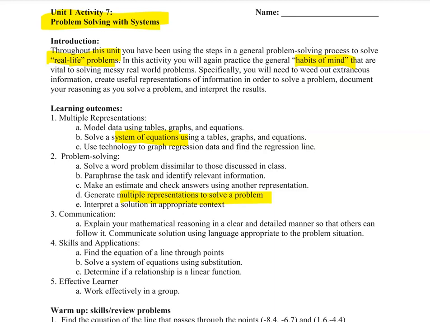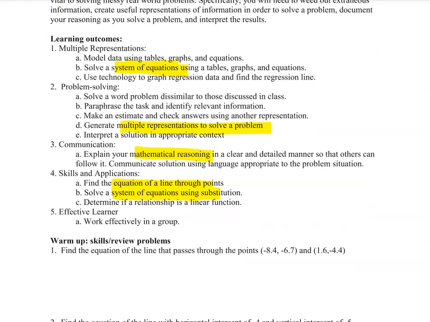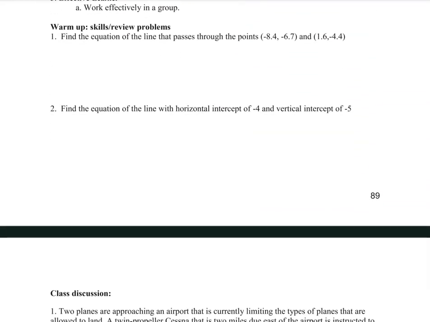And you should be able also to explain your mathematical reasoning in a clear and detailed manner so that others can follow it. And you'll be able to find the equation of a line through the points and solve the systems of equations using substitution, and you'll determine if a relationship is a linear function. Let's have a warm-up here.